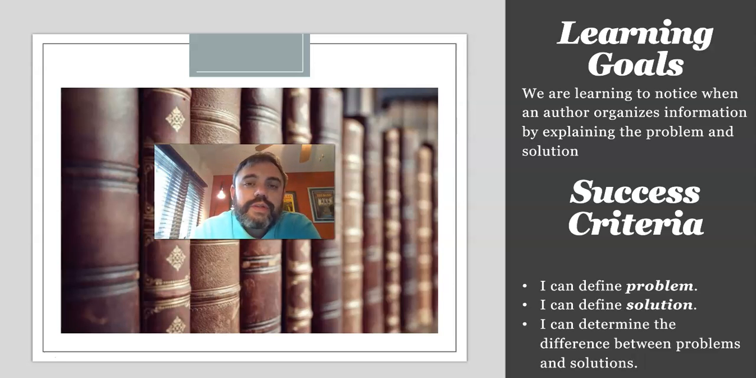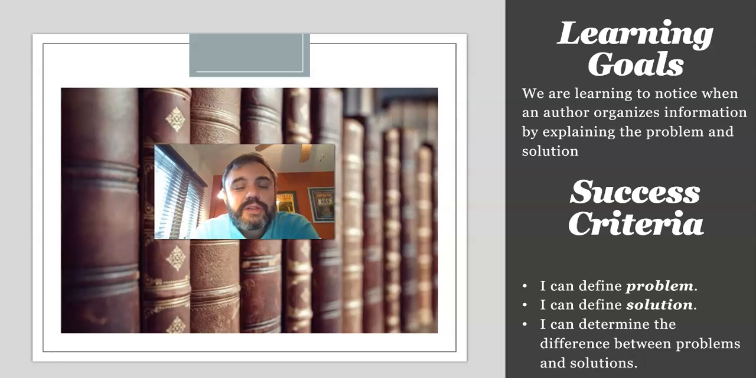Our success criteria today help you know if you're on track and you're really understanding the idea. Wrapped up in three I can statements today, like I can define problem, pretty important. I can define solution, and most importantly, I can determine the difference between a problem and a solution. Hit those along the way, and I think you'll be a-okay for today's lesson.